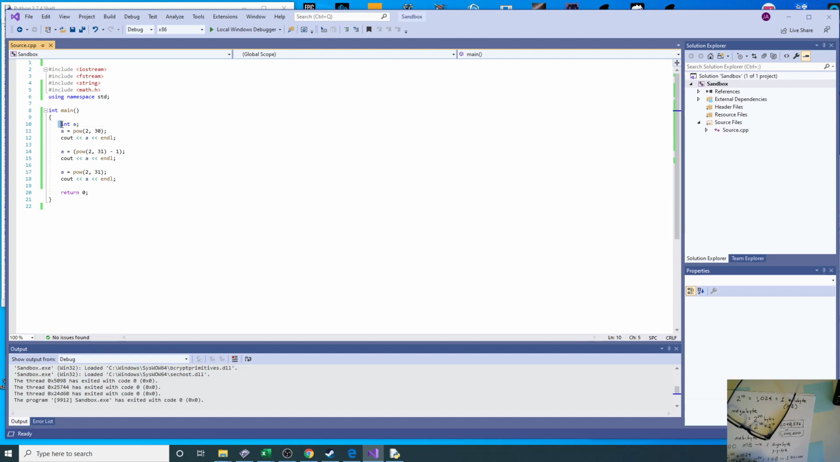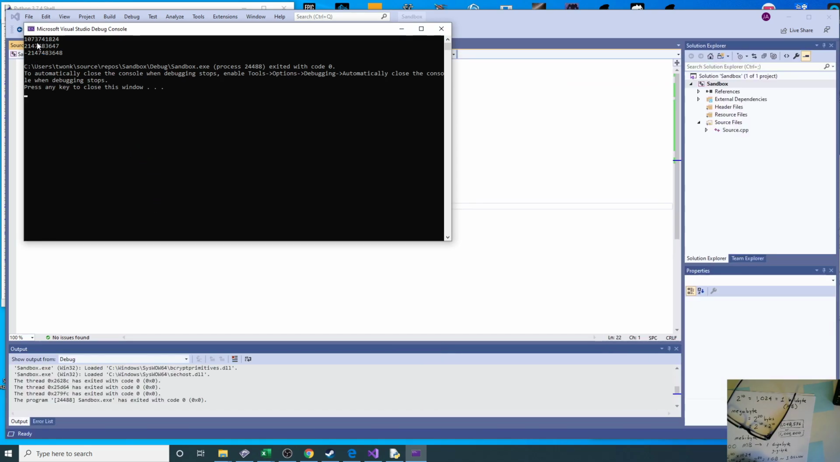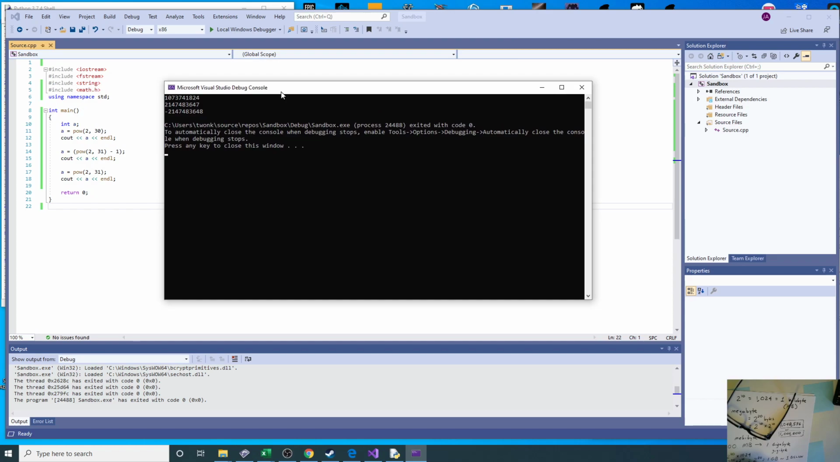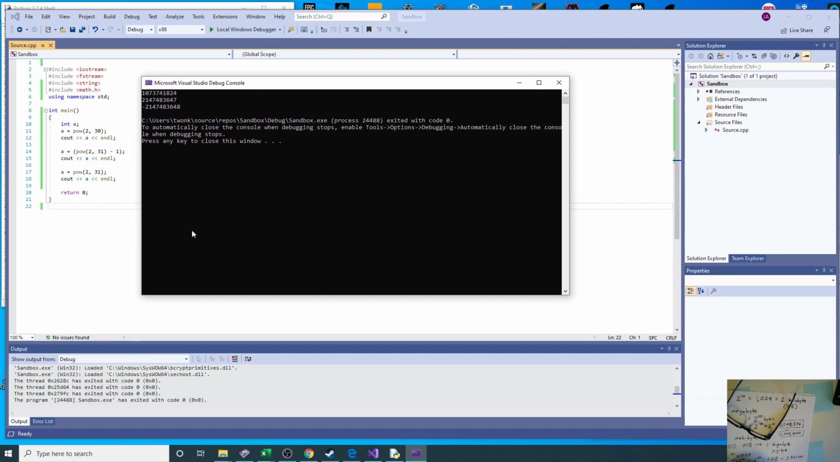But I've declared an integer and called it a, and then I'm using the pow function, or the power function, to go 2 to the 30th, 2 to the 31 minus 1, and 2 to the 31. So if I run this, let's see what happens. I get 3 numbers. I get the approximate 1 billion number, the approximate 2 billion number, and then I get a negative number. So C++ is true to that 32-bit limit if I use the int data type.